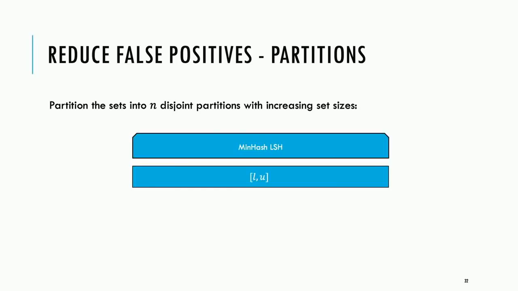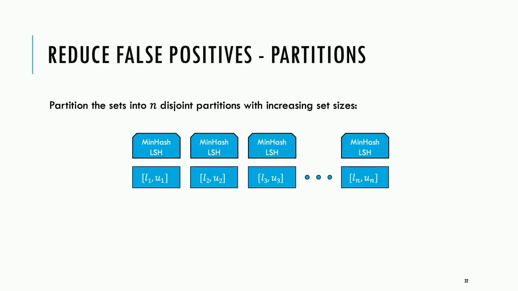Yeah. But so our approach is instead of using a single LSH index, we want to build separate LSH indexes on partitions of the sets. So how do we create these partitions? We sort all sets by their sizes, and we create disjoint partitions with increasing set sizes. So what happened is the first partition will have smaller set sizes than the second partition, and the second partition will have smaller set sizes than the third partition, and so on. Right?